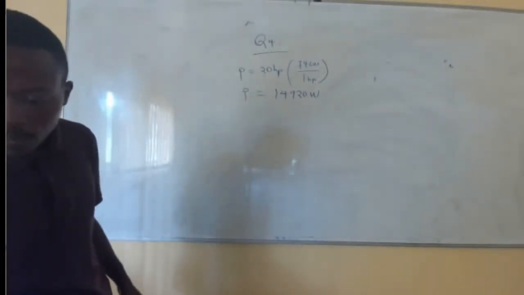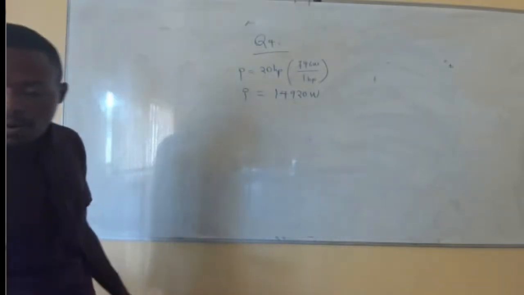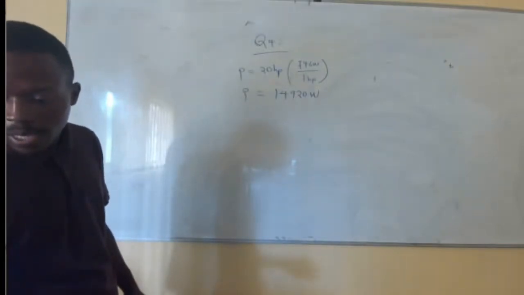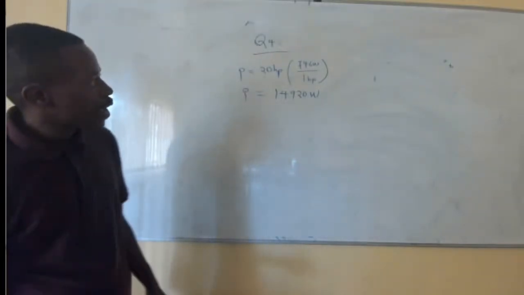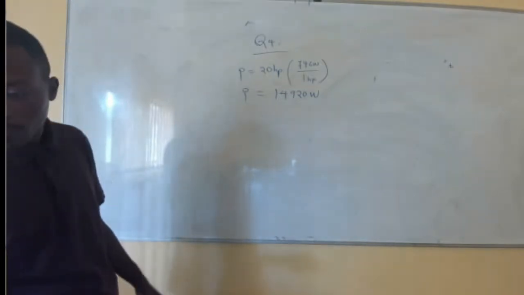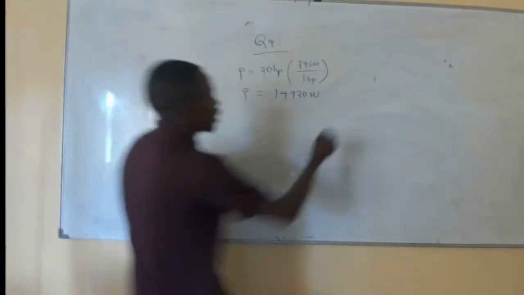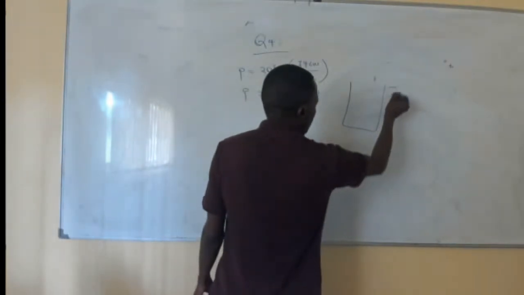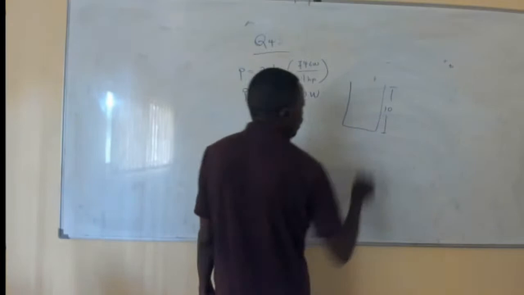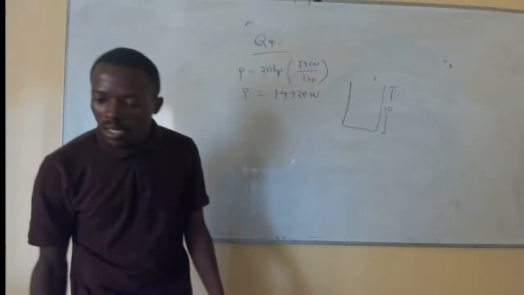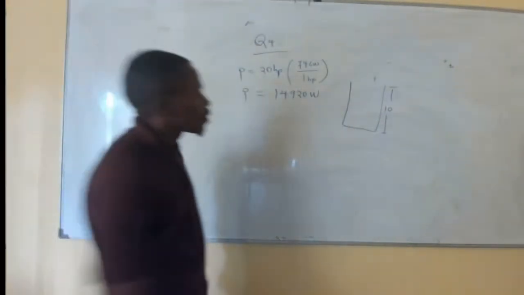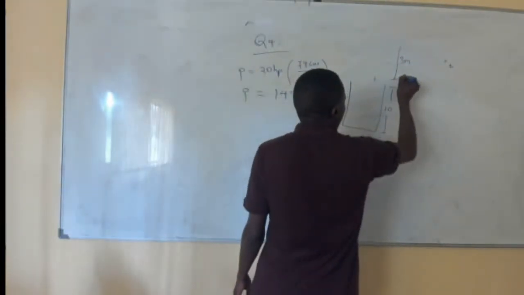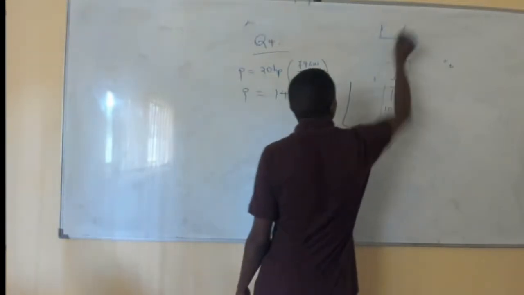Yes, so we are being told that the well is 10 meters in depth, and then the pump must do work such that it needs to pump water from the 10 meters. So this is my well. So that should be 10. And then it needs to pump this water to another distance 3 meters above, in the tank which is there.